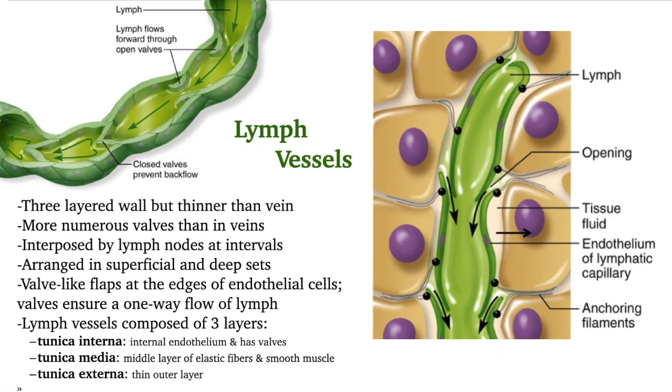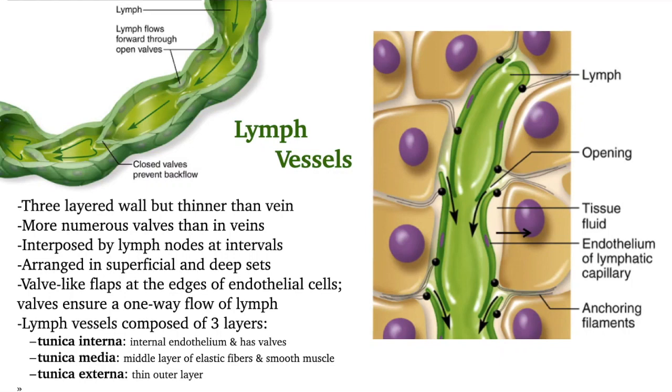So again, the lymph vessels are going to be three-layered vessels, and those three layers, as you can see at the bottom, are called the tunica interna, the most internal layer. Then you have the media, which is the middle layer, and then you have the externa, which is the thin outer layer. So very similar to veins. Veins also have those three layers, but the lymph vessel is still thinner than the vein. The lymph vessel does have valves, just like the vein, but the lymph vessel has more numerous valves than the vein. And of course, the lymph vessel carries lymph, while the blood vessel carries blood.